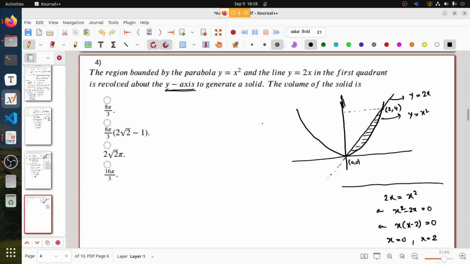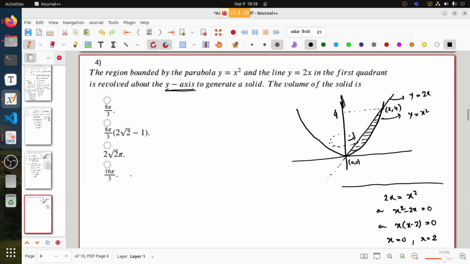Now the solid revolves with respect to the y axis, right? So you have to take this range, 0 to 4. You have to integrate with respect to y this time, not x, because we are revolving about the y axis. If you view it from the y axis, which curve is above the other? y equals x square is above y equals 2x when viewed from the y axis, right?